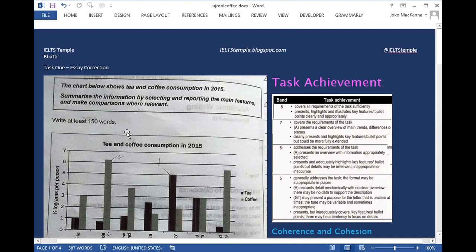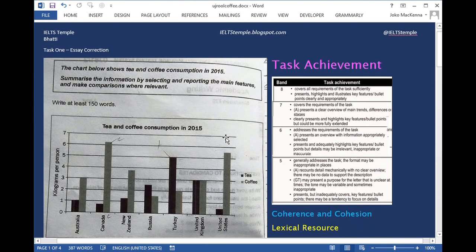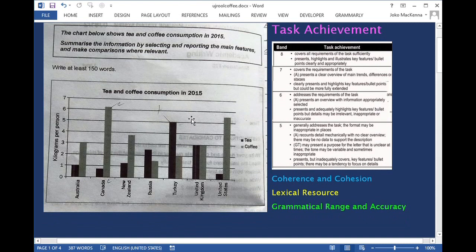This is where we often fall apart. If you don't do this, well, then you're not covering all the requirements. And if you don't select the right information, then you're not covering it, you're just addressing it. If your reporting is inaccurate, well, then you are addressing the reporting but not covering it. Anyway, so it's all in task achievement. It's about doing these four things. I don't have time to do all those four things. Yes, you do. Aha, look, I can already see where this is going. What do we have? Tea and coffee consumption in 2015.